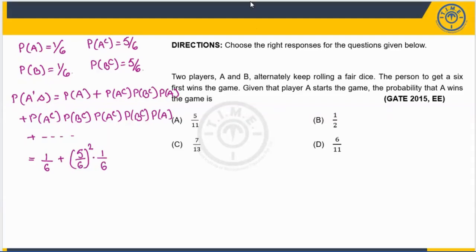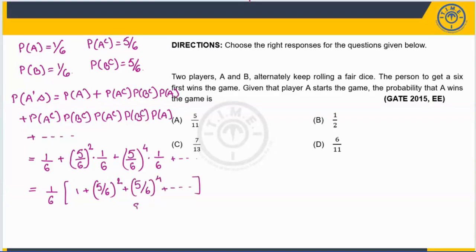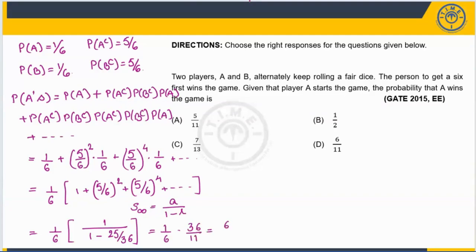Okay, D is the answer. Plus 5 upon 6 to the power 4 into 1 upon 6 plus so on. So we can take 1 upon 6 common. So that is 1 plus (5 by 6) whole square plus (5 by 6) to the power 4 plus so on. So it is the sum to infinity of a geometric progression, that is A by 1 minus R. And that is 1 by 6 into 1 by (1 minus 25 by 36). And that is 1 by 6 times 36 by 11, and that is 6 by 11. Right. Option D is the right one.